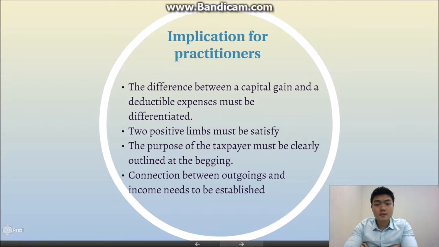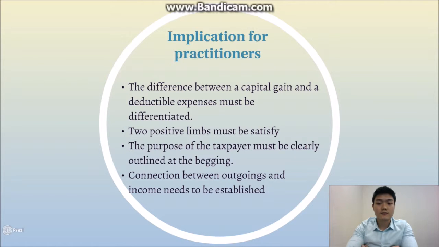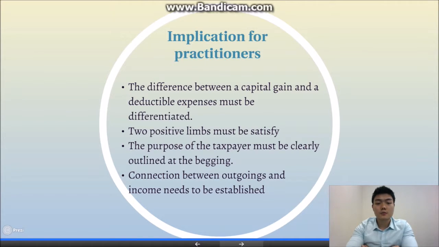Second, the two positive limbs must be satisfied. Third, the relevant intention as to whether a certain item or property is being purchased for business or private use must be clearly stated at the beginning to avoid any confusion. Fourth, a connection between the outgoings and income needs to be established by a taxpayer to claim a deduction. The last one, interest expense incurred in relation to improving an asset can only be deductible if the purpose of acquiring the asset is to produce assessable income, or else it will be considered as a capital gains tax.